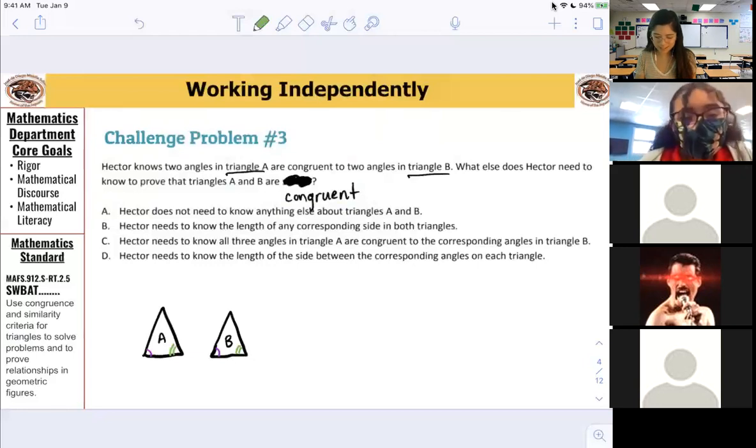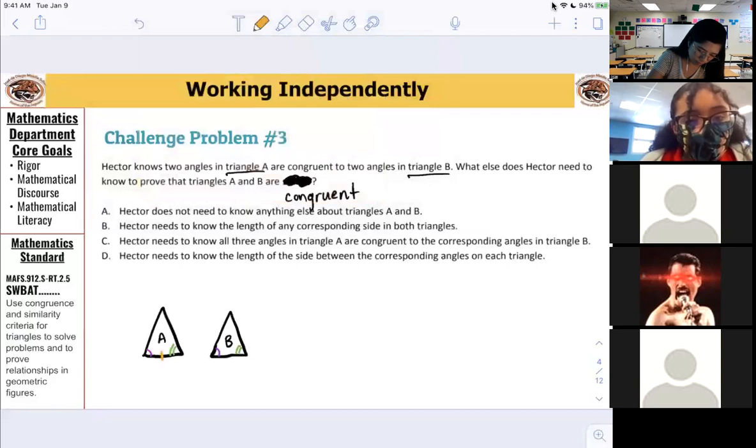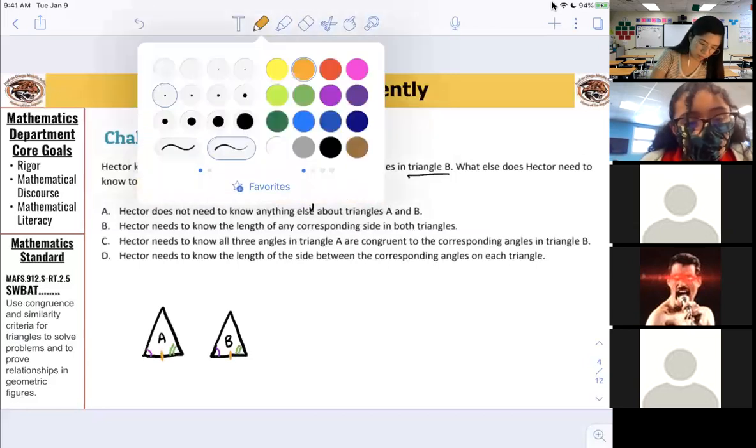Okay. I think it's D, because to be able to do the ASA, your first angle would be the purple one, then you would have your side in the middle, and then your second angle would be the green one. Okay, so if it was this side length, that would be ASA. Yeah. Okay.